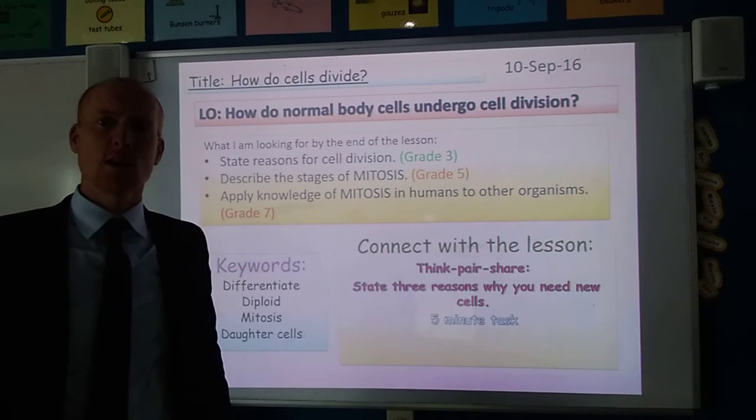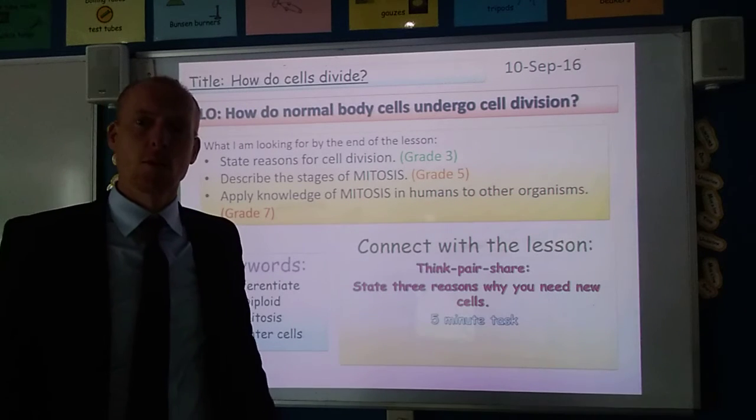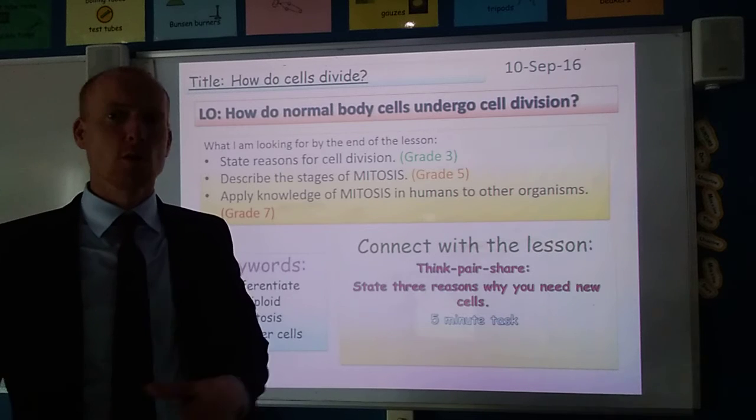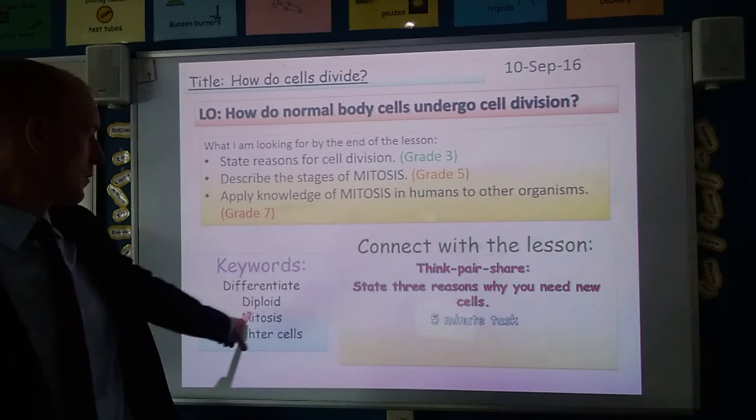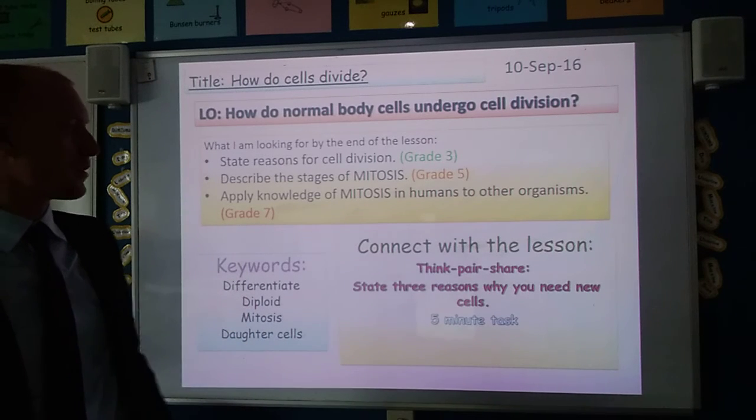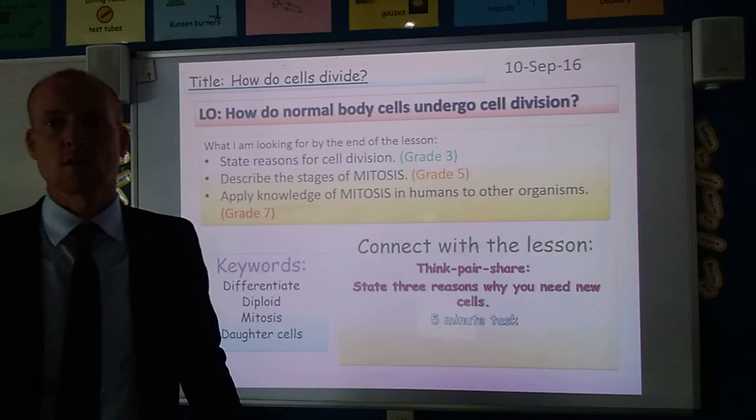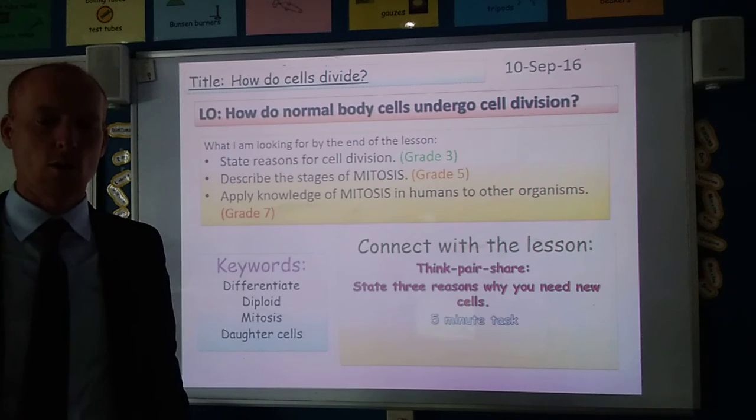What does that mean? It means that obviously you're made of a lot of cells. How do those cells form new cells from those? Okay, there's some key words here: differentiate, diploid, mitosis and daughter cells. And here are the lesson objectives. So have a little read of those, pause it if you want to and go through those.